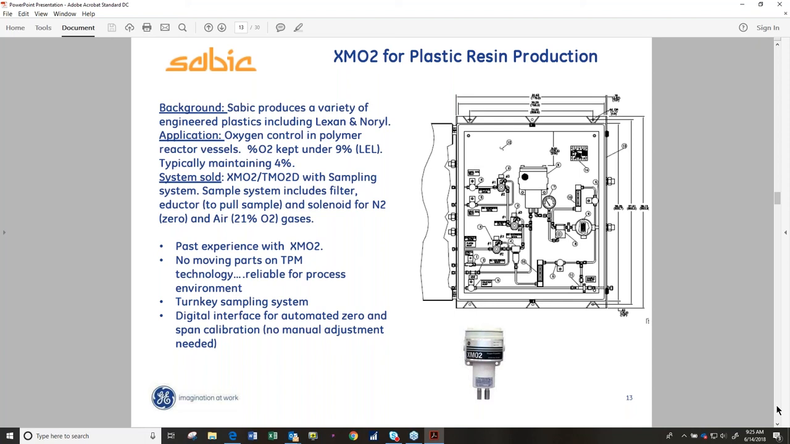So we do a lot of these sort of customized sampling systems per the customer's requirement. We have standard ones, and then we modify those for various specialized applications. In this case, the zero and span calibration are done through an automated process where, rather than hand valves, solenoid valves are used, but the whole system has to be certified for hazardous area use. Next slide, please.